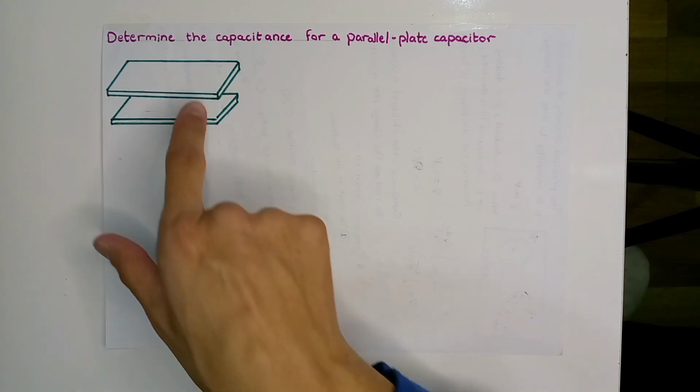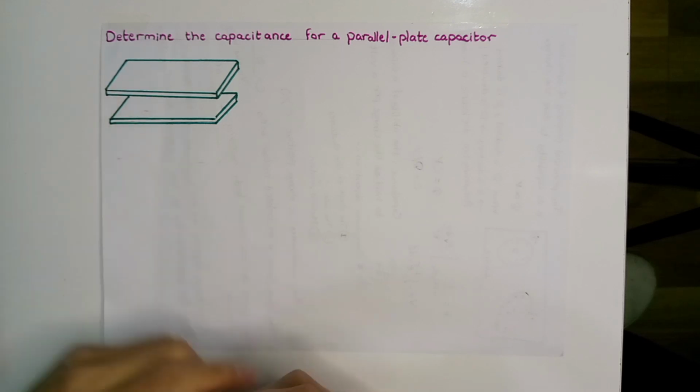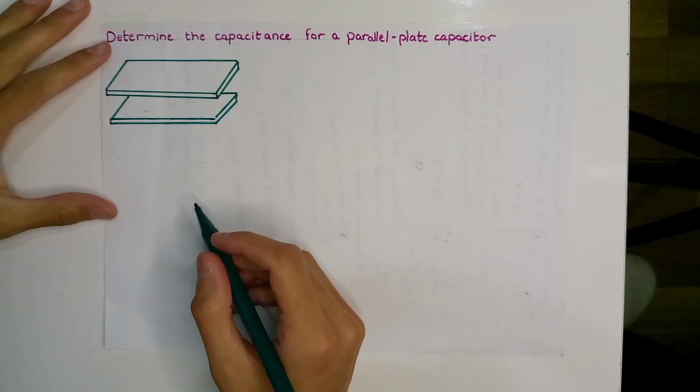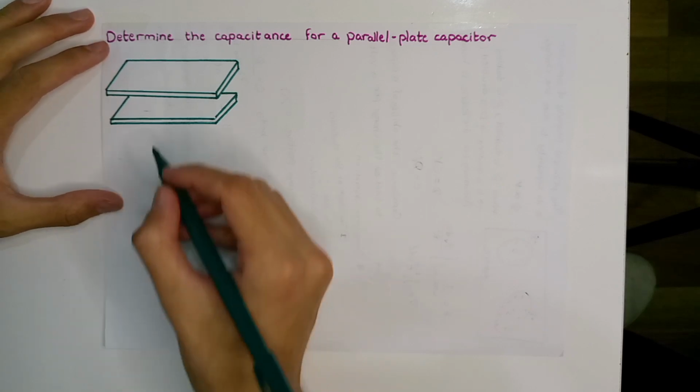Today we are going to determine the capacitance for a parallel plate capacitor. In this problem, we have a capacitor consisting of two parallel conducting plates. Before determining it, let's determine a few constants regarding the geometry of this capacitor.